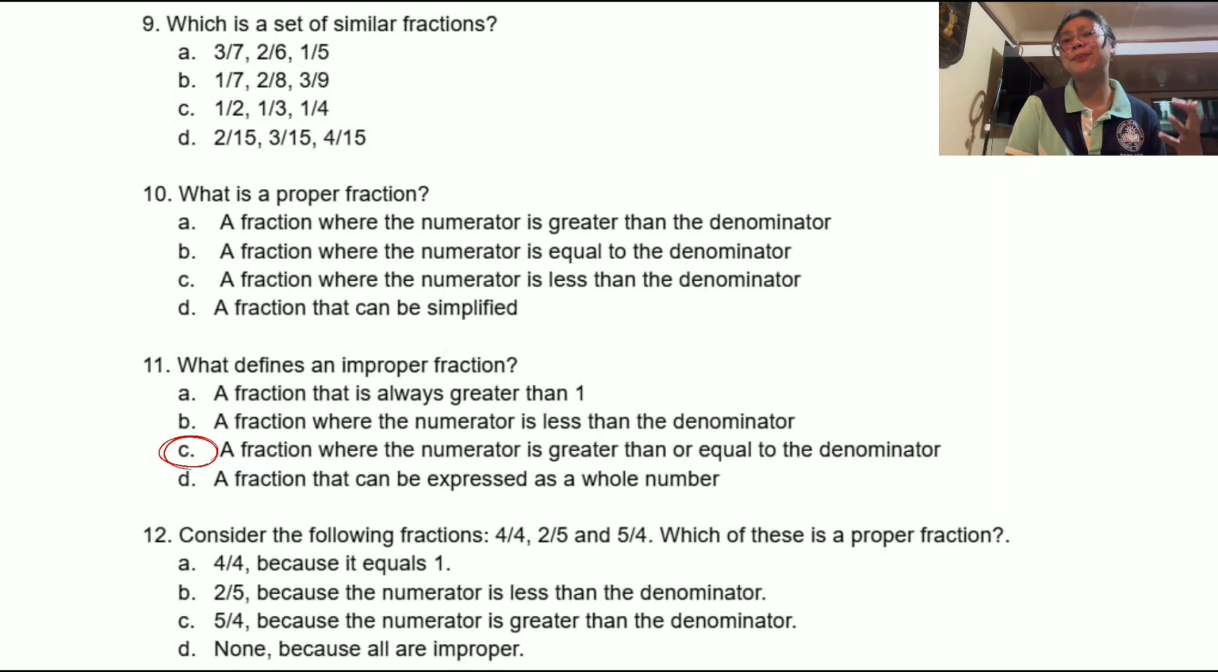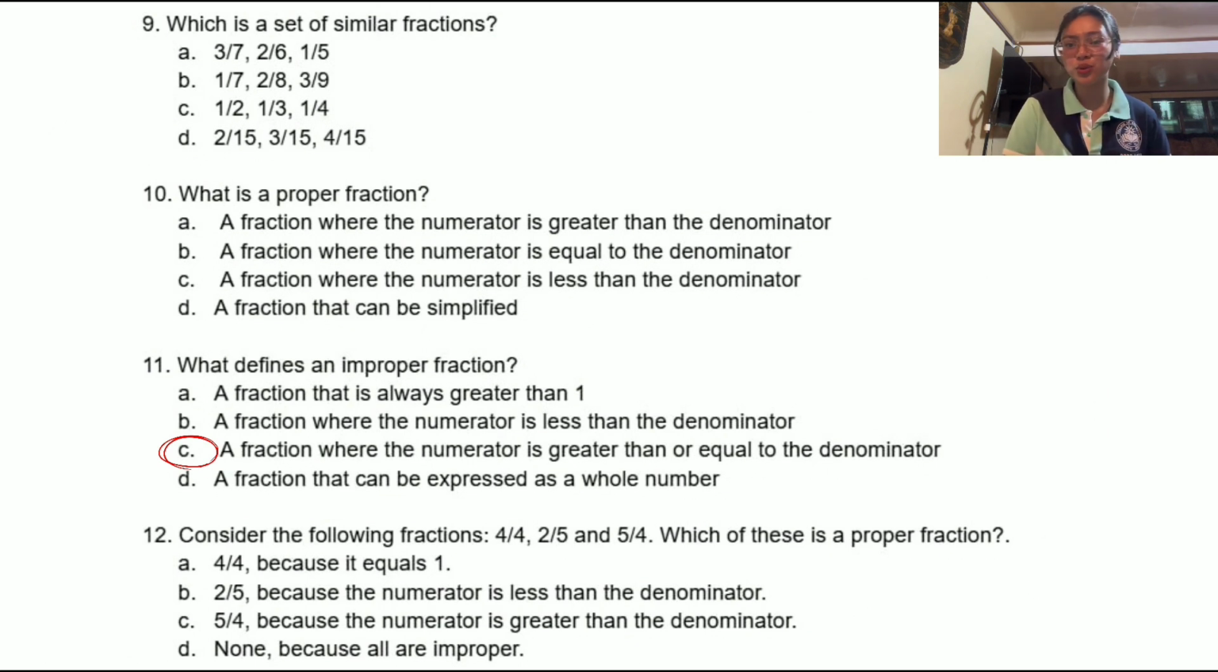So when we say improper fractions, these fractions have numerators that are greater than or equal to the denominator, such as 5 over 4 or 7 over 7. So these fractions represent values greater than or equal to 1. And why are the other options incorrect? Because the other option, which is the letter A, always greater than 1. Well, this is not true because improper fractions like 4 over 4 is equivalent to 1.